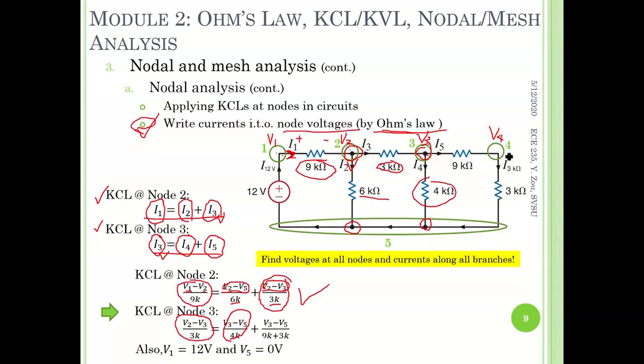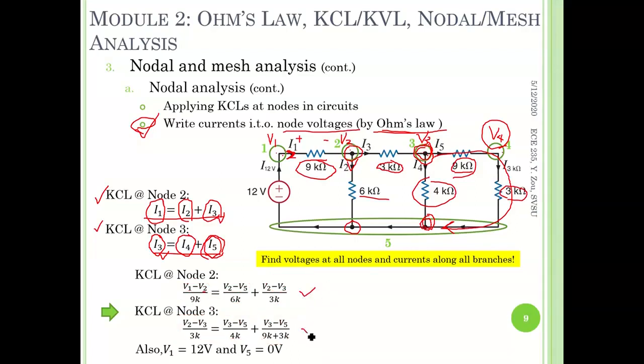We can write V3 minus V4 divided by 9 kilo ohm for I5. No problem. However, in that case, we are introducing one more unknown, V4. So instead of that, the better idea is to write I5 in terms of V3 and V5. In other words, V3 minus V5, following this path, divided by 9 kilo ohm and 3 kilo ohm equals I5. Final form of the nodal equation at node 3.